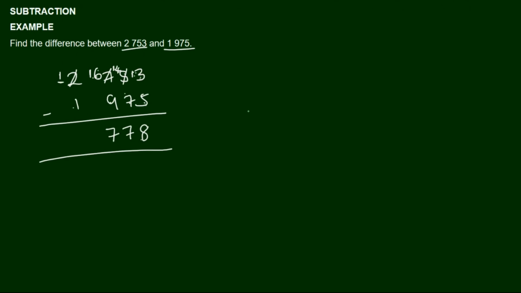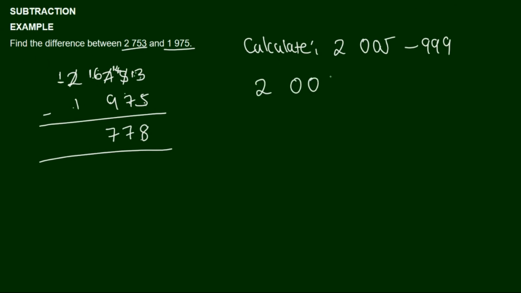Let's do another example. Let's say you're requested to calculate 2,005 minus 999. You can write your numbers in columns like this, 2005. And then the number you're subtracting, you write underneath. And then you're subtracting.